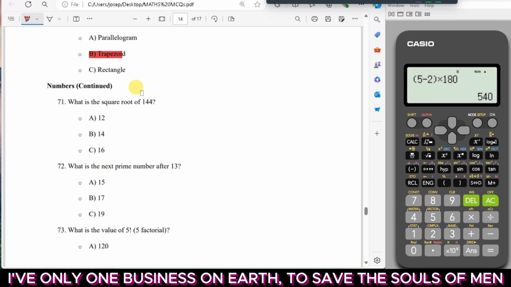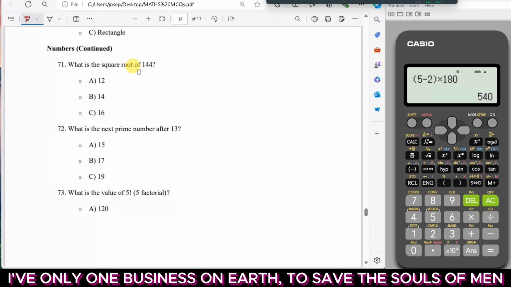Alright. We are now continuing with the numbers. What is the square root of 144? So you can just get the answer as 12, but let's do that. Square root of 144, and you can see the answer is A.